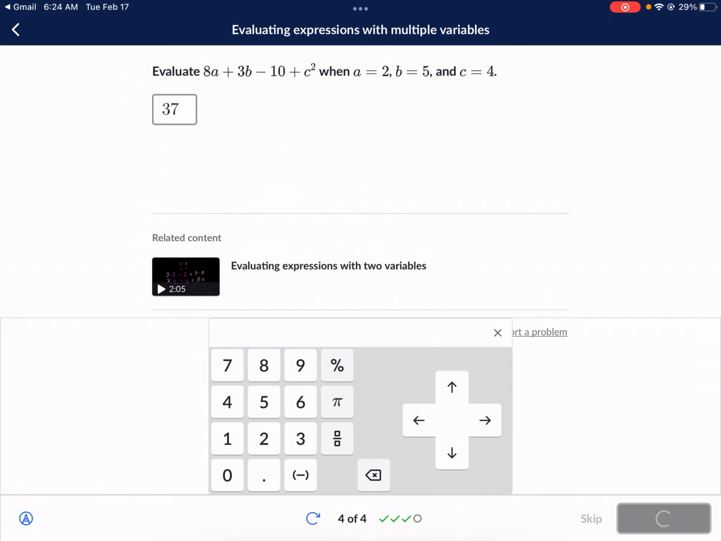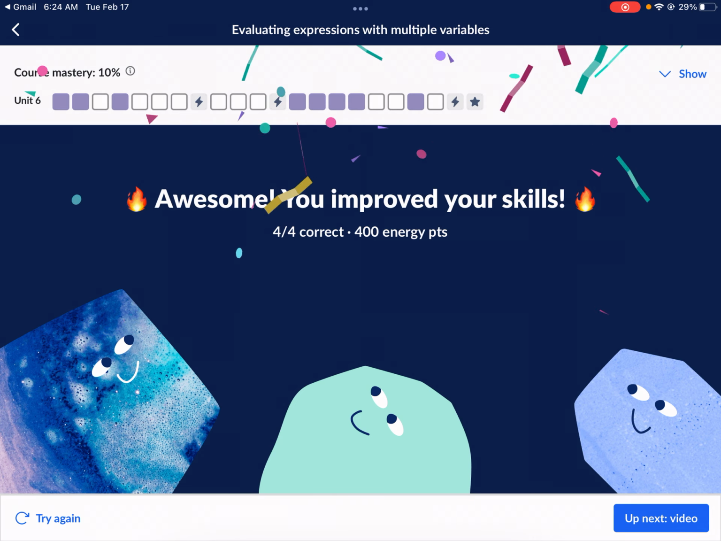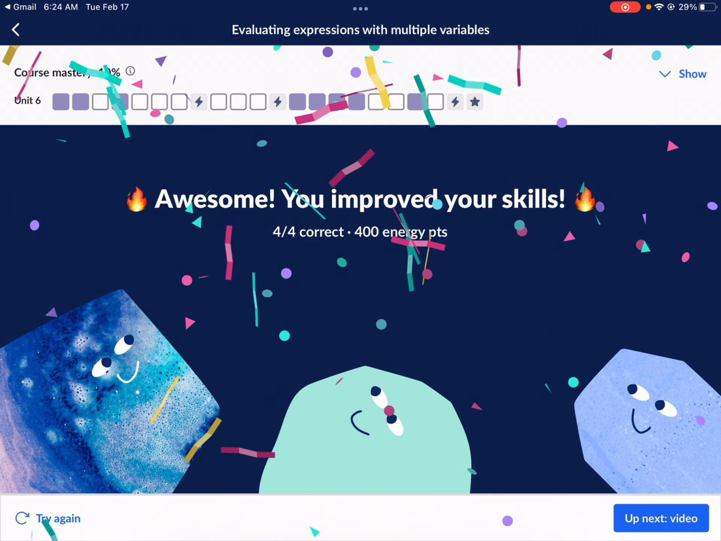So really not that bad. Really it's just testing: can you replace those variables with new values? And can you do order of operations?